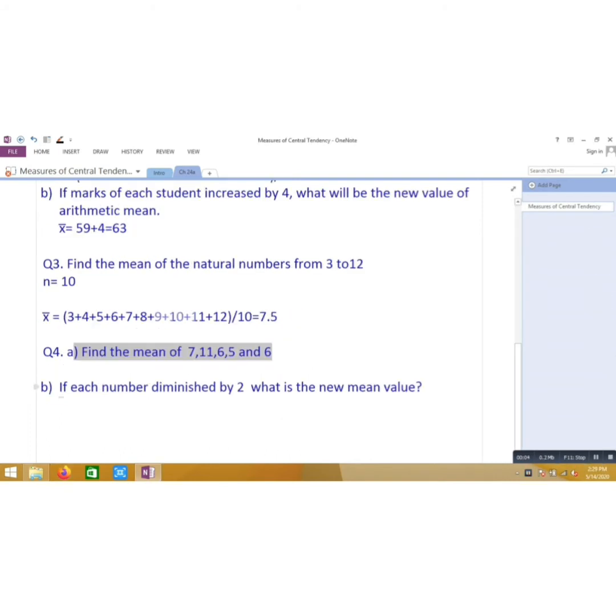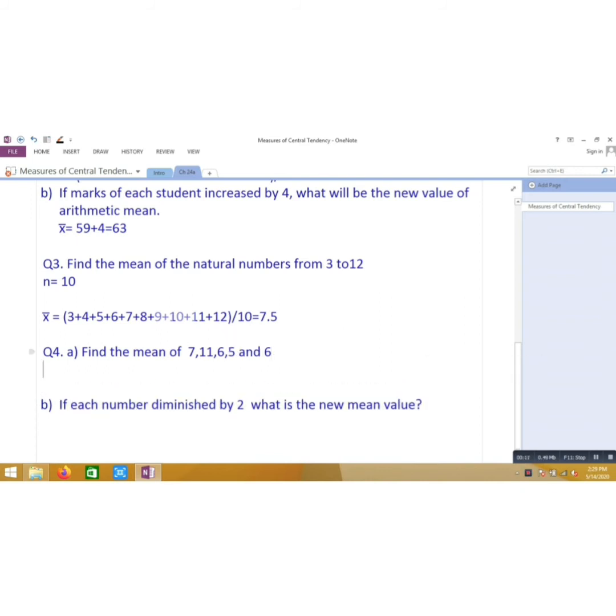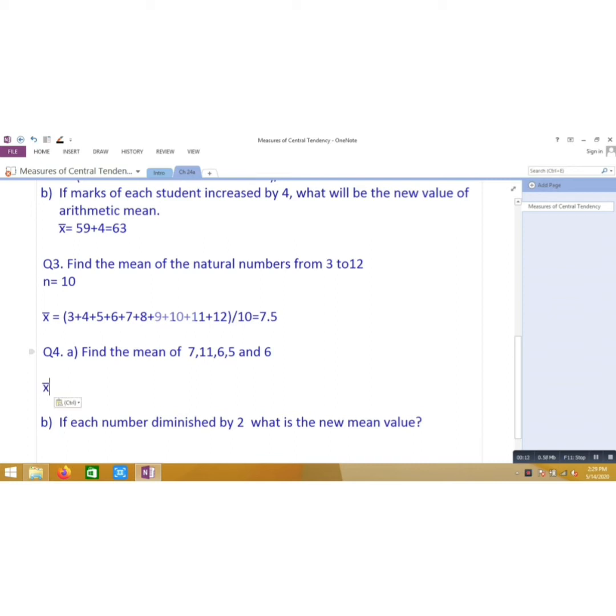Question 4. Find the mean is the first part of the question. Second part is, we'll look one by one. First, we can find the arithmetic mean by adding all values and dividing by total number of data points. And in this question, there are 5 different data points. So 7 plus 11 plus 6 plus 5 plus 6 divided by 5.